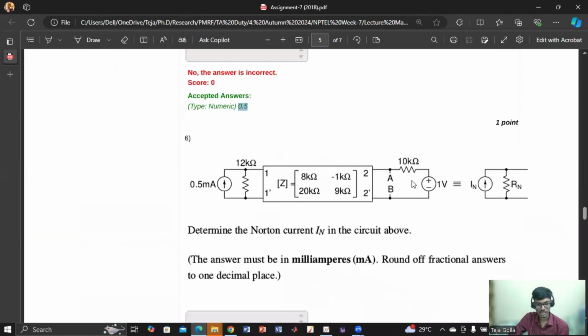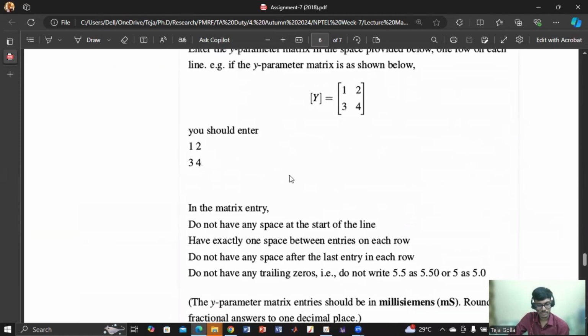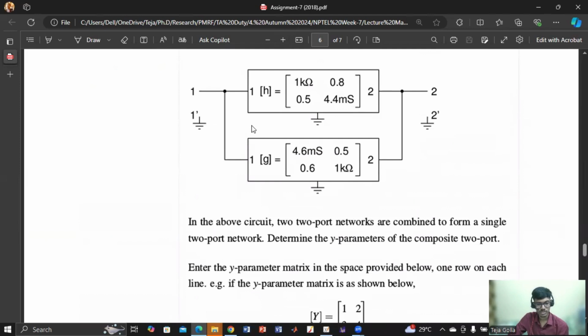So this is 8 and this is 6. Here we are realizing this as a Norton equivalent. Here we are realizing this as two circuits which are connected in parallel. So which one would you like me to solve?